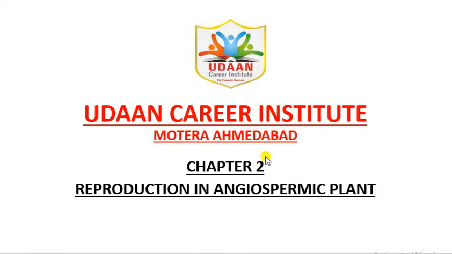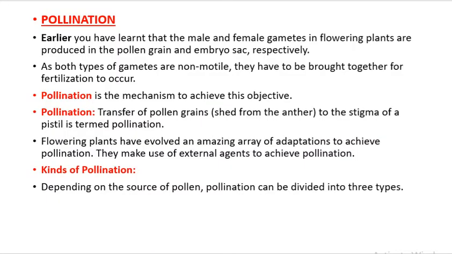In today's class, we will continue with chapter 2, that is reproduction in angiospermic plants. Now, students, in the last class, we went through the development of the female gametophyte, that is the embryo sac, in detail. And also, we have gone through how that development takes place into an 8-nucleated, 7-celled stage of the embryo sac. In today's class, we will continue with another topic of this chapter, that is pollination, in more detail.